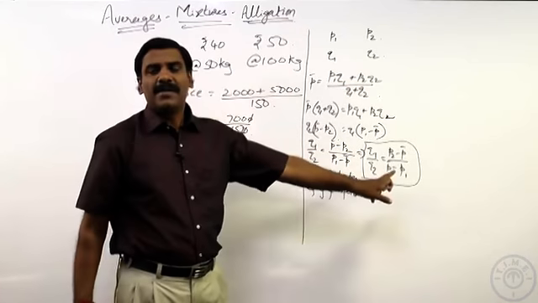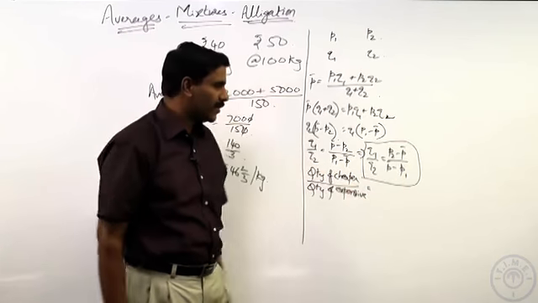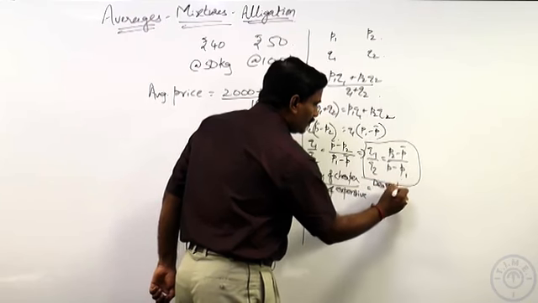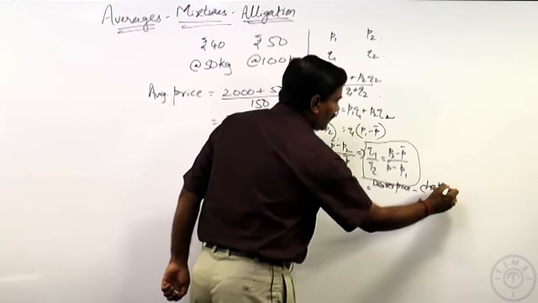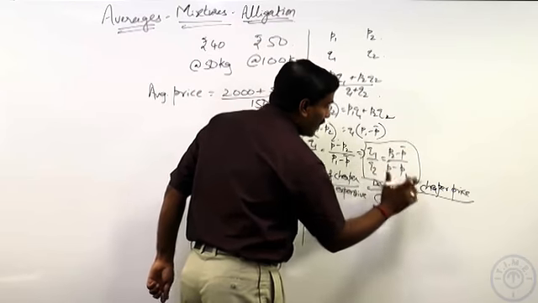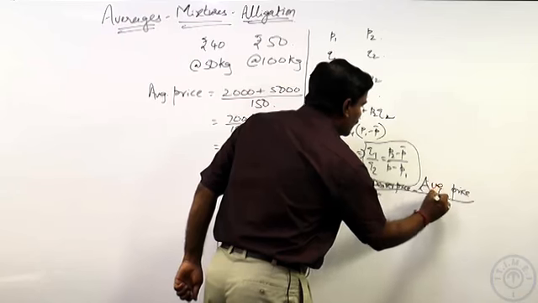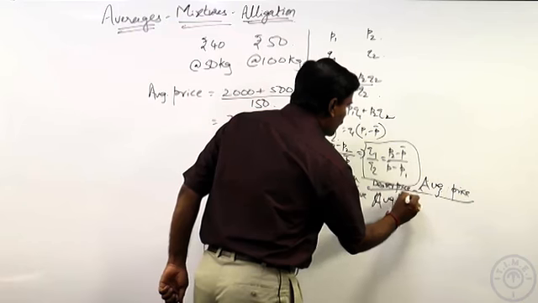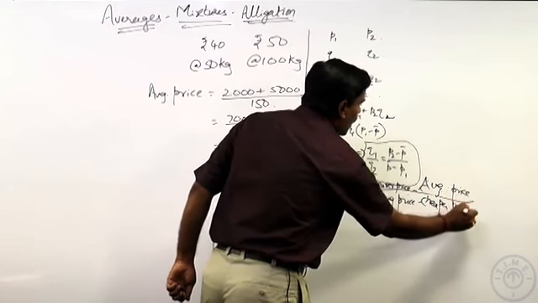P2 quantities are basically the dearer or expensive ones, and P1 quantities are the cheaper ones. So what we can say is, it's P2, the dearer price, minus P bar, the average price, by P bar, the average price, minus P1, the cheaper price. This is what is known as the alligation rule.